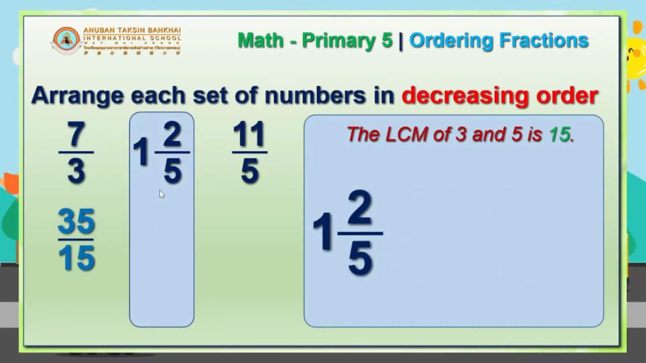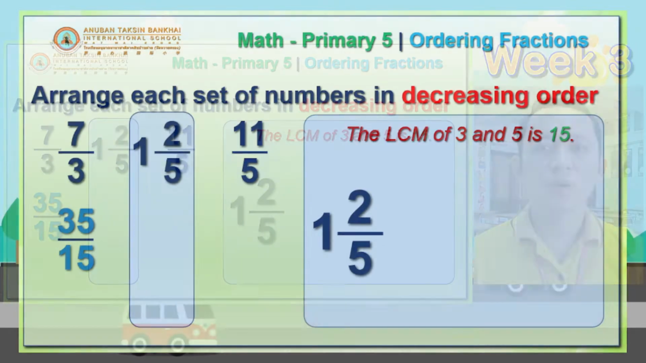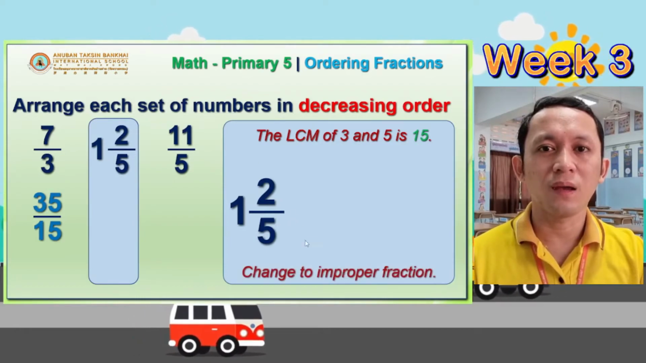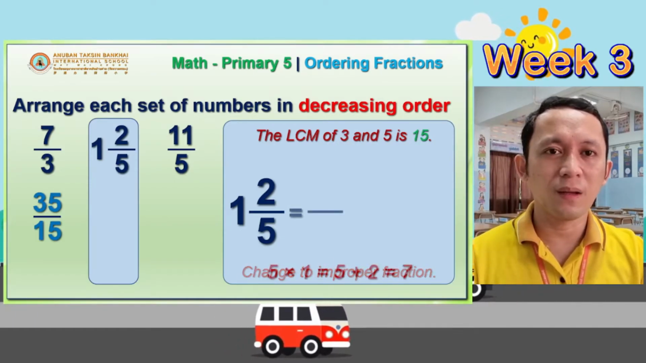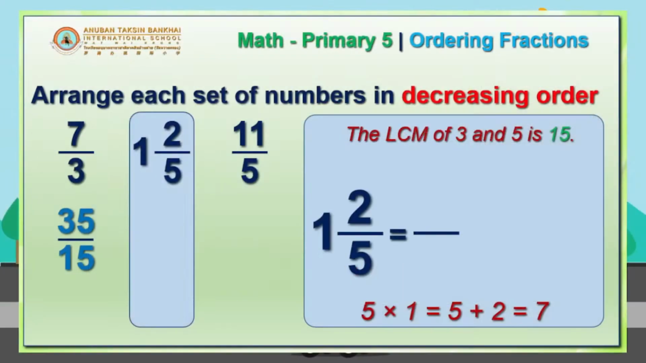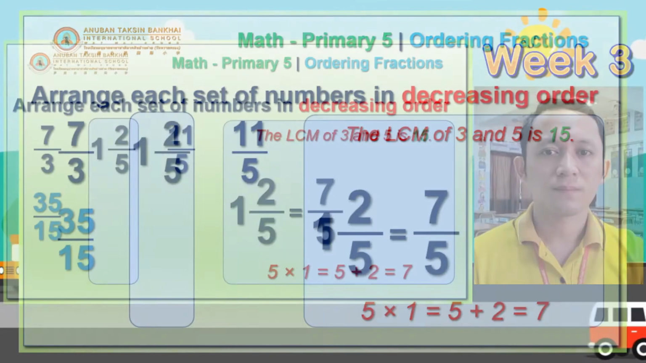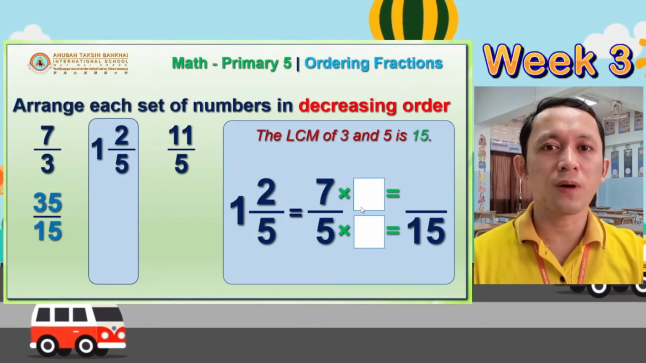Next, we have here a mixed number. So how are we going to change this? Of course, we're going to convert this first into an improper fraction. So we multiply the denominator by the whole number. We have 5 times 1 is equal to 5, and we're going to add its numerator, which is 2. So plus 2, we have 7. So our answer will be 7, and then we copy the denominator, which is 5. So 7 over 5.